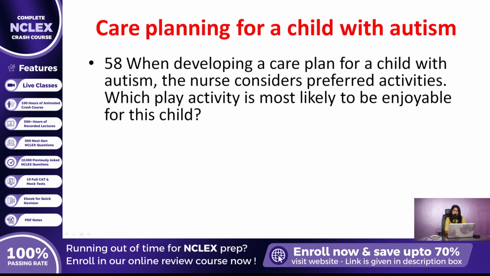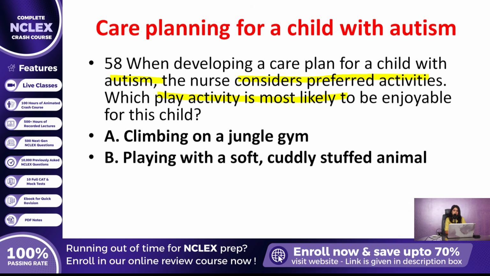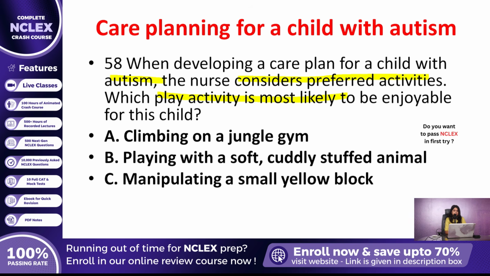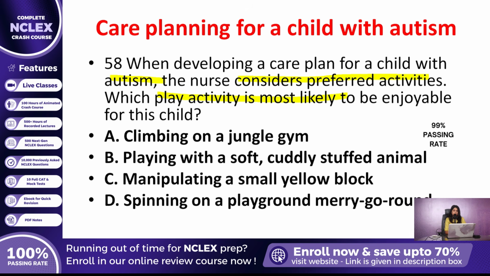The question asks, when developing a care plan for a child with autism, the nurse considers preferred activities. Which play activity is most likely to be enjoyable for this child? The options are A. Climbing on a jungle gym. B. Playing with a soft, cuddly stuffed animal. C. Manipulating a small yellow block. D. Spinning on a playground merry-go-round.